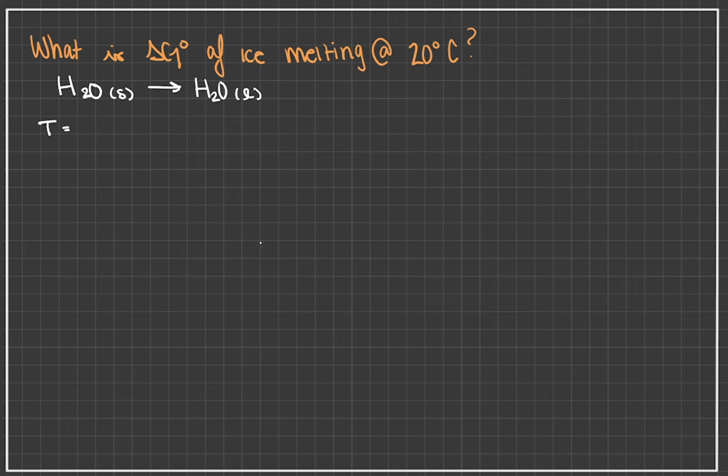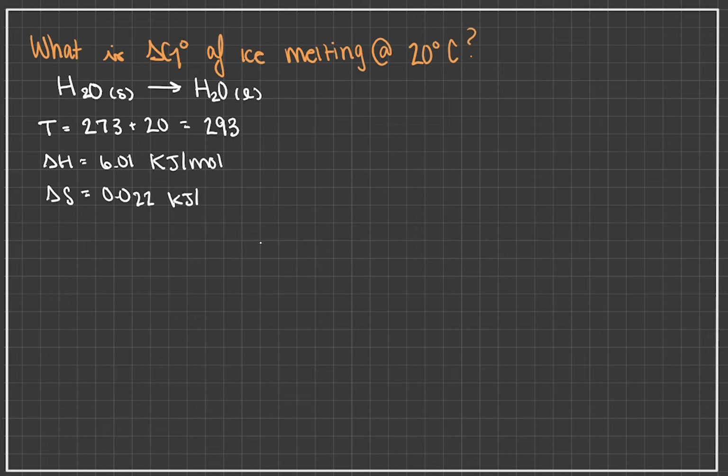Our temperature is going to be in Kelvin, so the temperature is 273 plus 20, which is 293 Kelvin. My delta H is 6.01 kilojoules per mole, and my delta S is 0.022 kilojoules per mole. We're going to plug all this information into our delta G equation, and we want to make sure that T and delta S are multiplied together before you do anything else. We're going to follow PEMDAS when completing this equation.